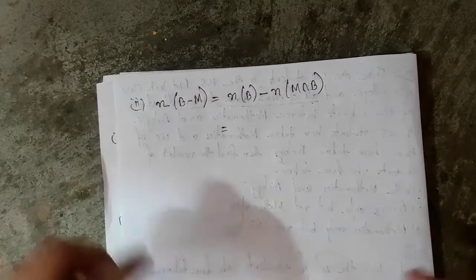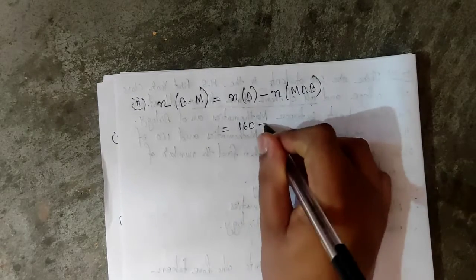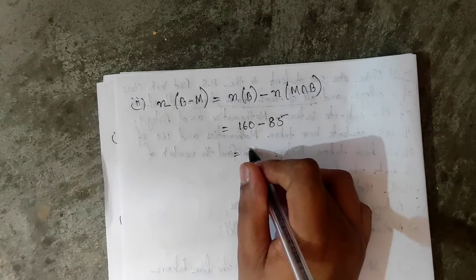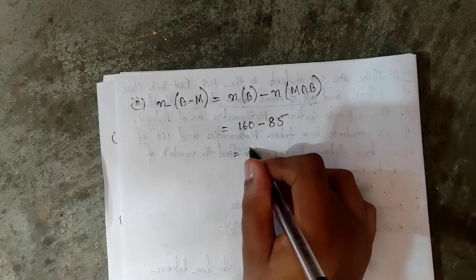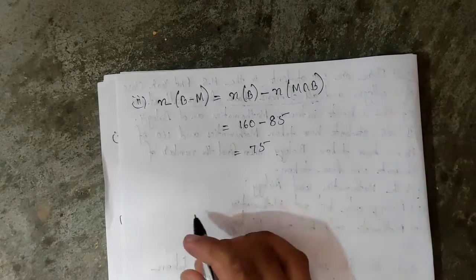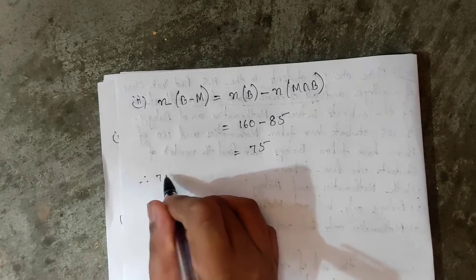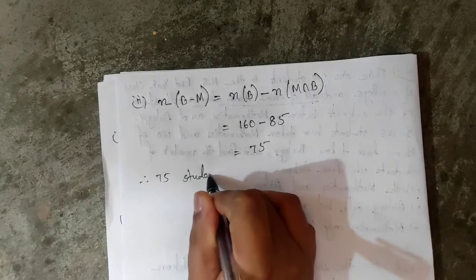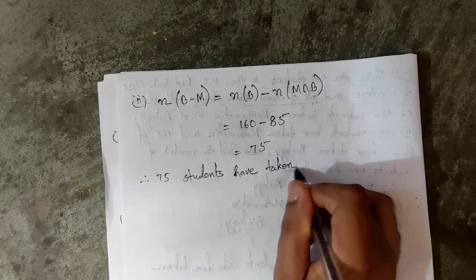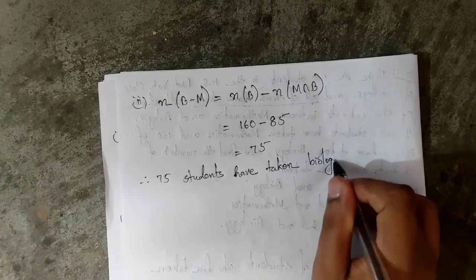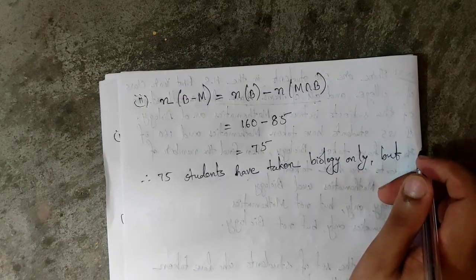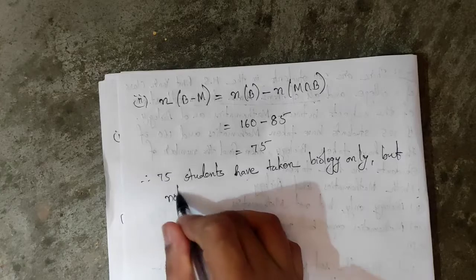So how much will we get? 160 minus 85. How much will you get? I think it is 75. Okay, cleared. So you will get 75 students. Therefore, 75 students have taken biology only but not mathematics.